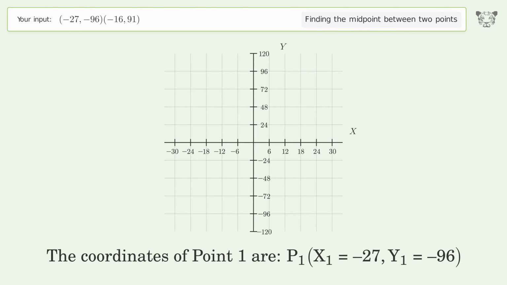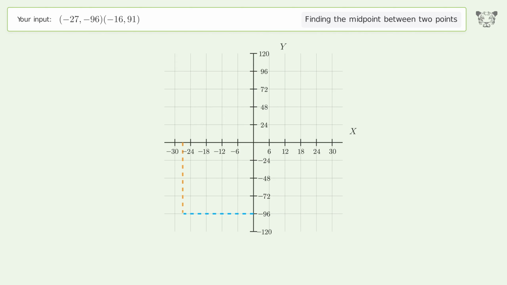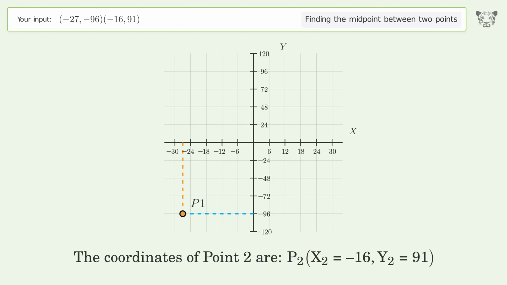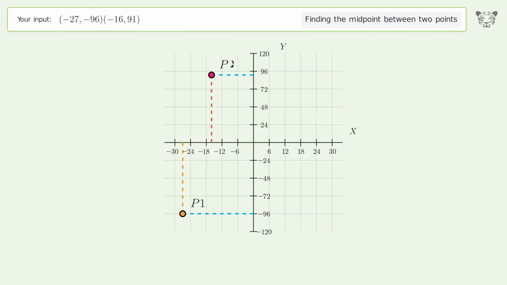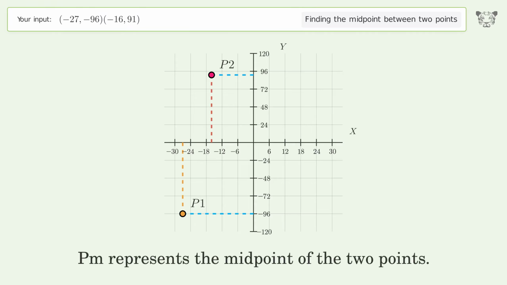The coordinates of point 1 are, x1 equals negative 27, y1 equals negative 96. The coordinates of point 2 are, x2 equals negative 16, y2 equals 91. PM represents the midpoint of the 2 points.